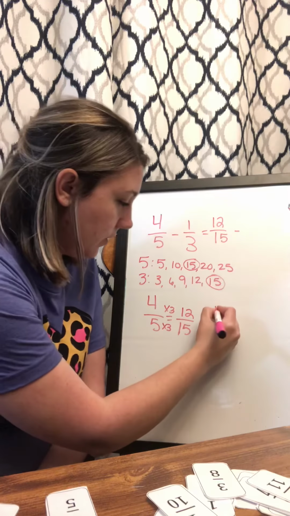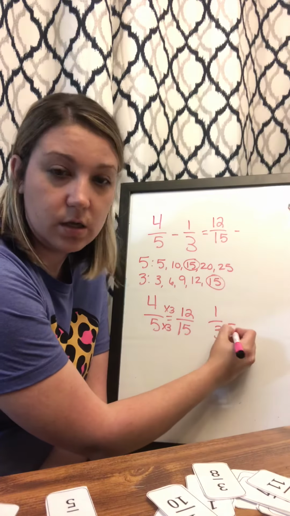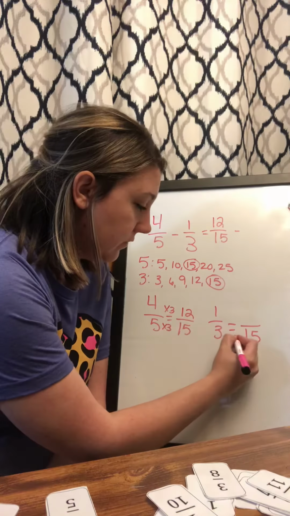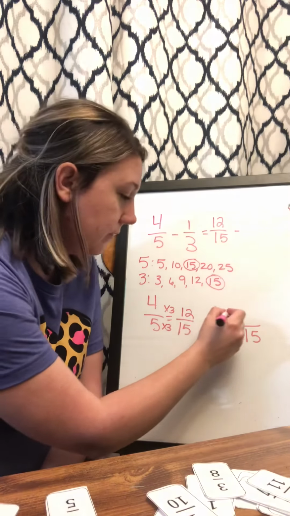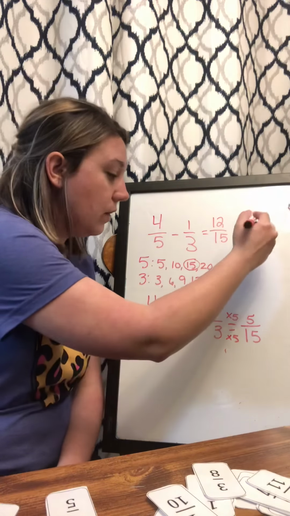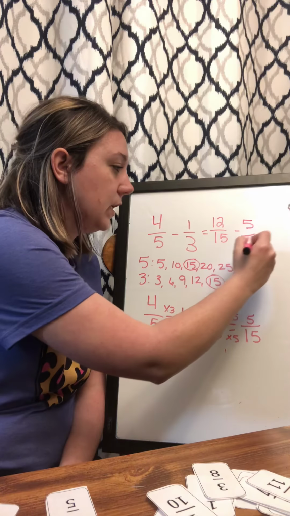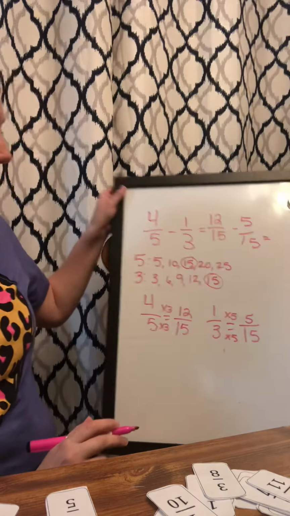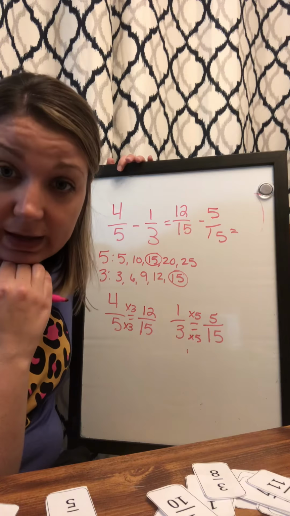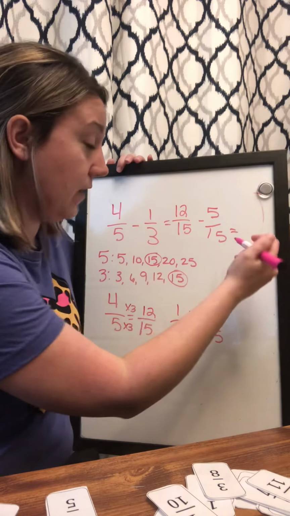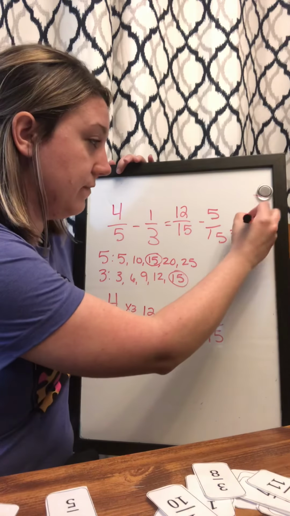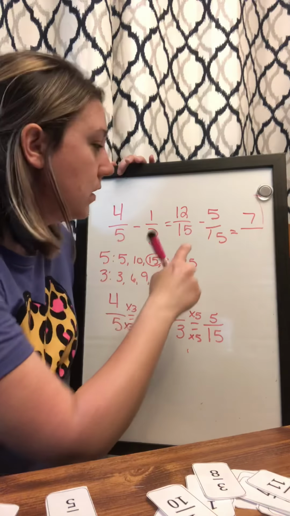Then we have 1/3. 1/3 equals something over 15. 3 times what is 15? It's 5. If you multiply the bottom by 5, you have to multiply the top by 5, and you get 5/15. So 12/15 minus 5/15. We have common denominators, so we can just subtract our numerators. 12 minus 5 is 7. Yes, I count on my fingers.